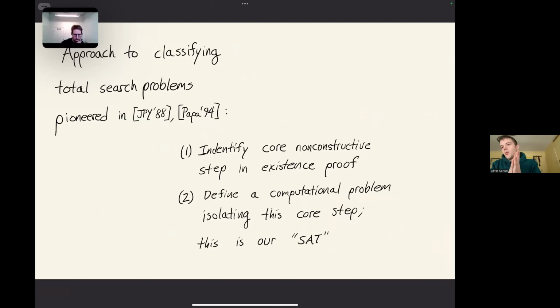And so the idea is that we're going to identify the core non-constructive step in this existence proof, and then define a computational problem that isolates that core step. We're going to take that computational problem to be our complete problem, the equivalent of SAT, the role that SAT plays for the class NP. And then once we have this complete problem, we place together all the problems that reduce to it, and hopefully we identify an interesting cluster of computational problems that we call a complexity class.